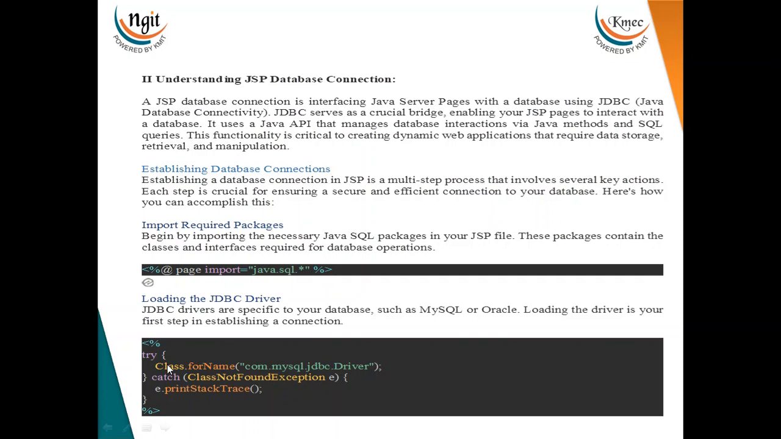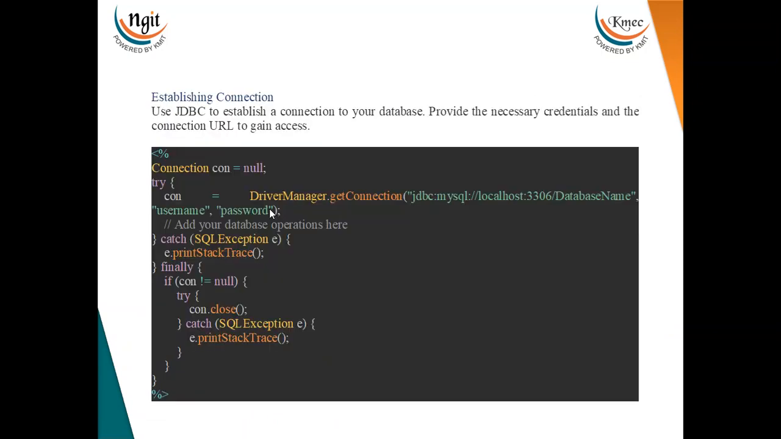After establishing the connection, within the try and catch blocks, we are trying to load the drivers. Class.forName com.mysql.jdbc.Driver, and catch. If there is any exception, you can throw that exception and establish the connection. Use JDBC to establish a connection to your database. Provide the necessary credentials and connection URI to gain access.